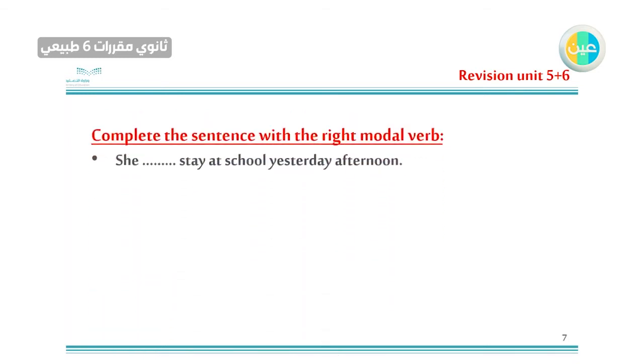She stayed at school yesterday afternoon. So first, from yesterday, it's something past. And for sure, since she stayed there until afternoon, it expresses obligation. She had to stay at school yesterday afternoon. And remember, after the modal verb, the main verb is in the base form.